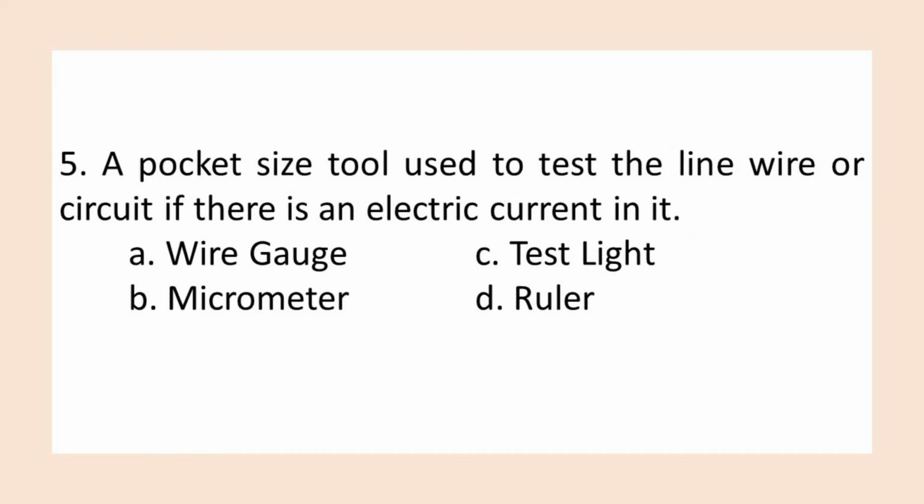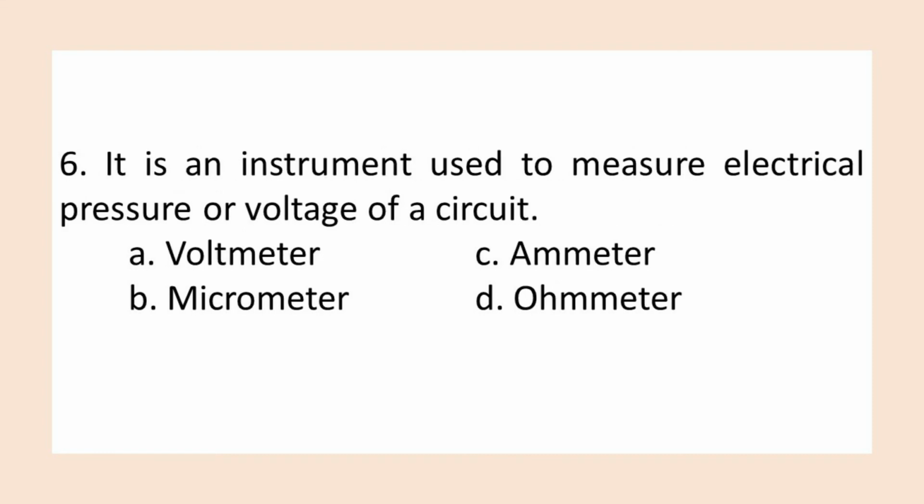Number 5. A pocket-sized tool used to test the line wire or circuit if there is an electric current in it. Letter A. Wire gauge, B. Micrometer, C. Test light, or D. Ruler? Number 6. It is an instrument used to measure electrical pressure or voltage of a circuit.